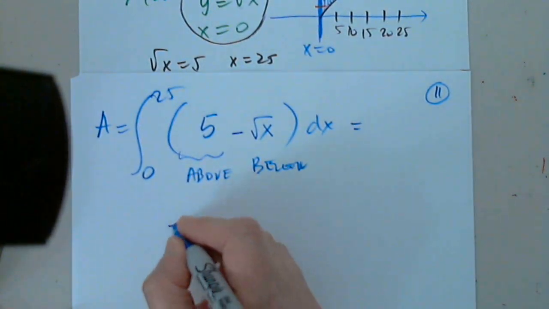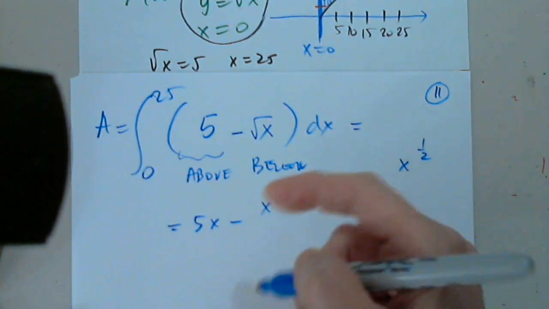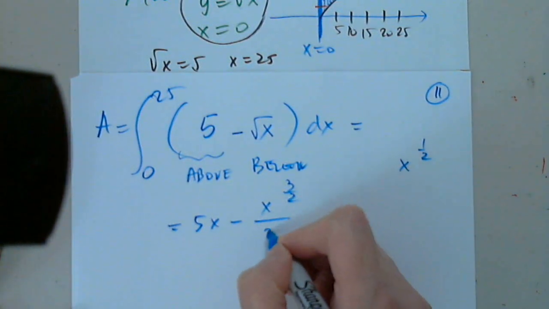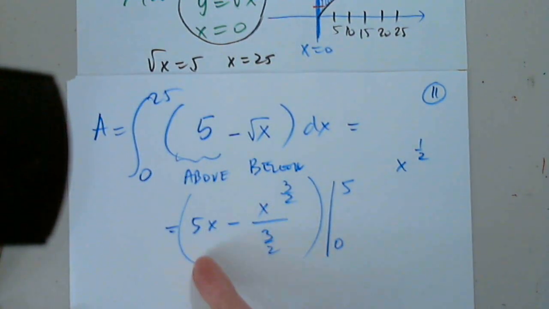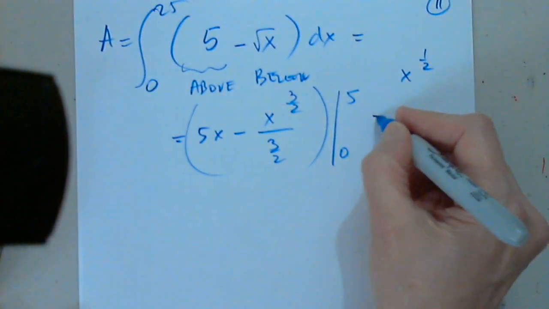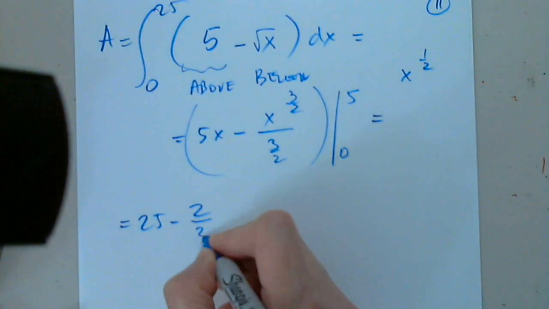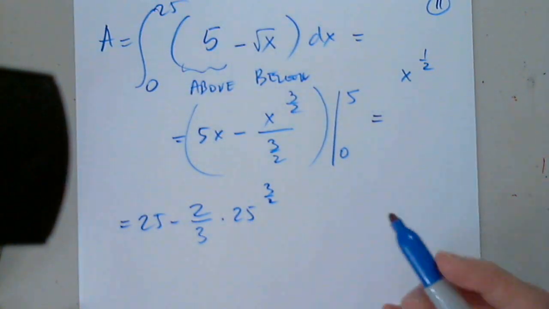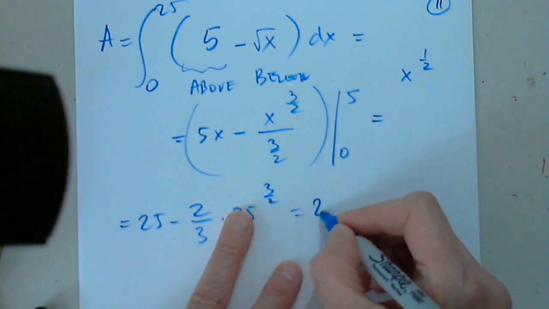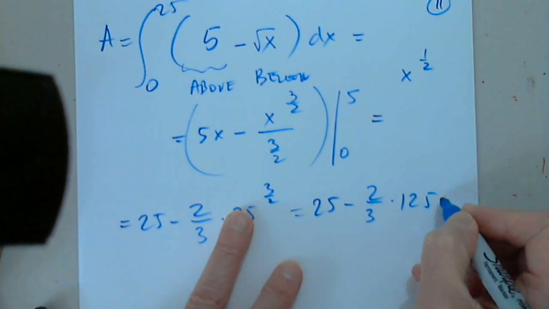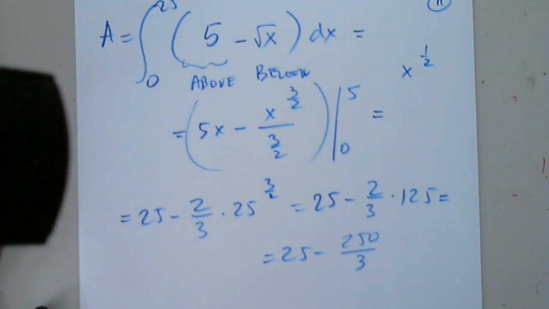So from here, I'm going to stop. I'm just going to write 5x minus, this is x to 1/2, right? So it's x to 3/2 over 3/2 from 0 to 25. Since both of them, when you plug in 0, you get 0, then the last thing is here is 25 minus 2/3 times 25 to 3/2. And this is the square root of, so it's 5 to the third. So this is 25 minus 2/3 times 125. So 25 minus 250 over 3.